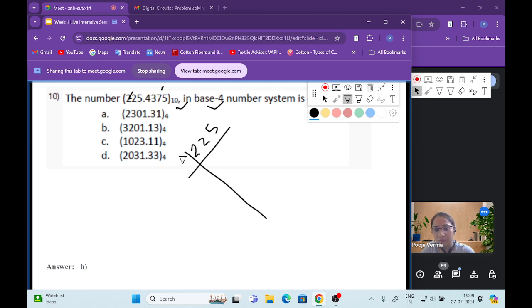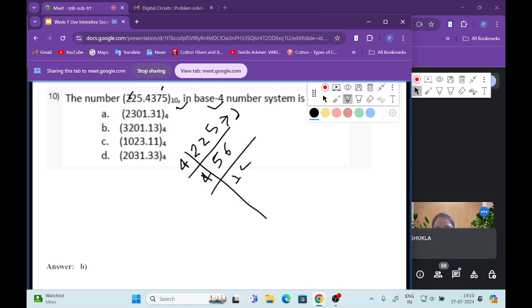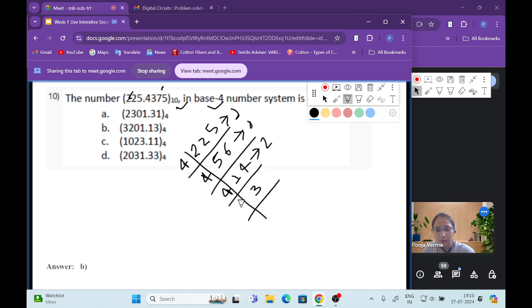Okay, so just divide it. 4 times 6 is 24, so 1 left. 25 divided by 4 is 6, 1 left. Again take 4, 1 times 4, nothing left, 2 left. Again 4, it will not go on, so 3 left, right? So you have got 3201, right? For the integer part. Now check the fraction part.